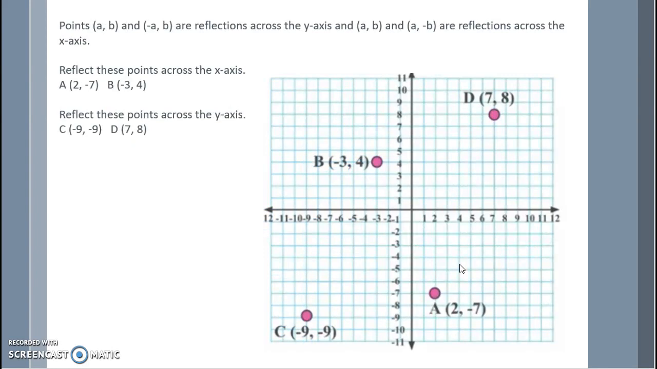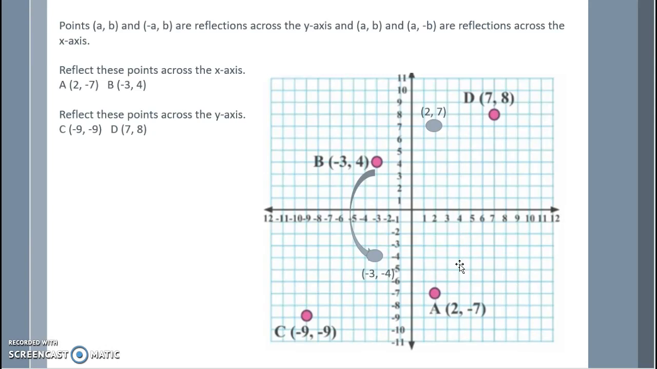Reflect these points across the x-axis and reflect these points across the y-axis. So if I want to reflect point A across the x-axis, it needs to move upwards. And just because I'm moving up, we are not moving left or right. So all that's changing is my y-coordinate becomes the opposite. Similarly with point B, if I move it across the x-axis, it now becomes the point (-3, -4).